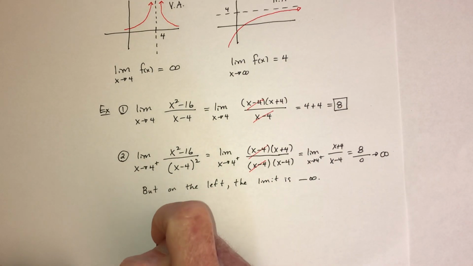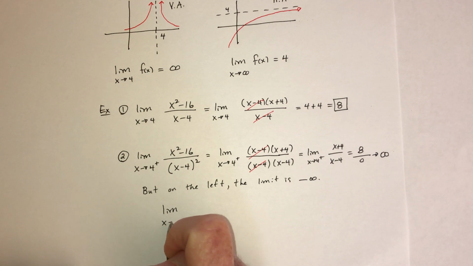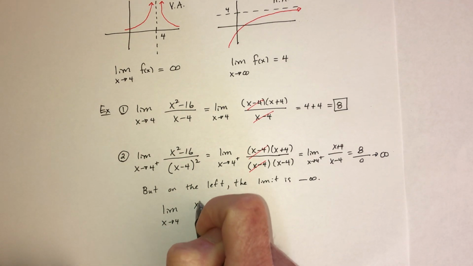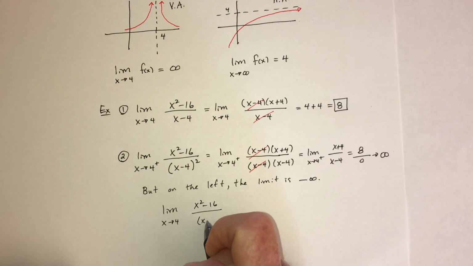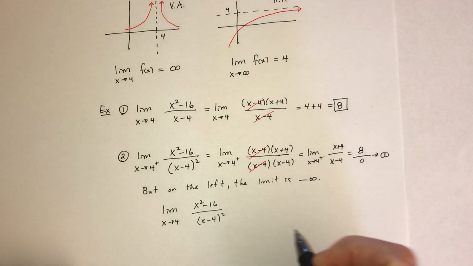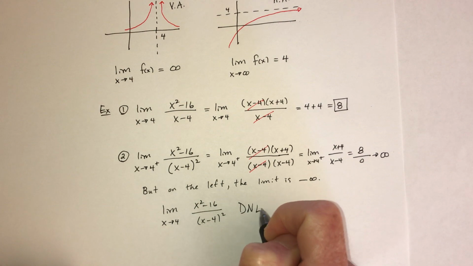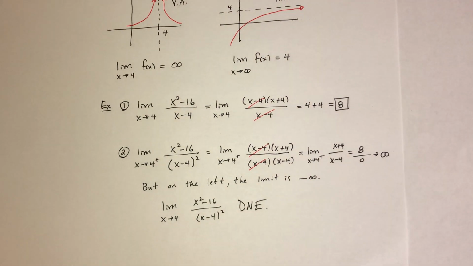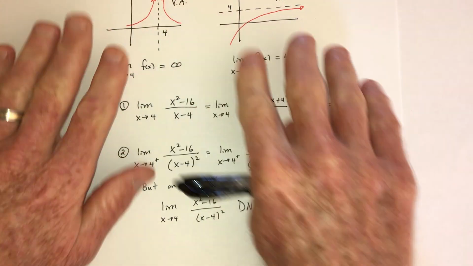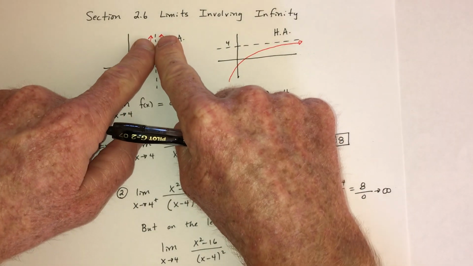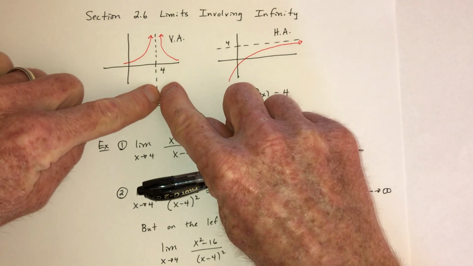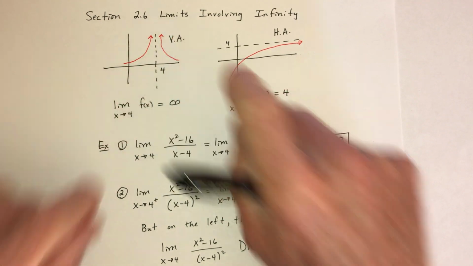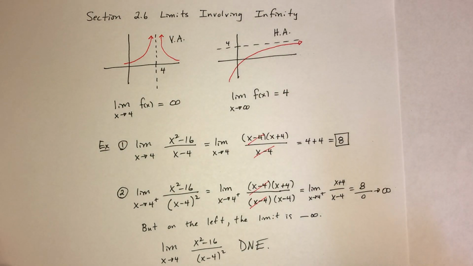So if the original problem said, what's the limit as x approaches 4? Then that means that the left side and the right side have to agree. And since they don't agree, then the limit does not exist. Because in order for them to exist, they both need to go to the same place. Either both to positive infinity or both to negative infinity, but when they switch and do opposite, then the limit does not exist.